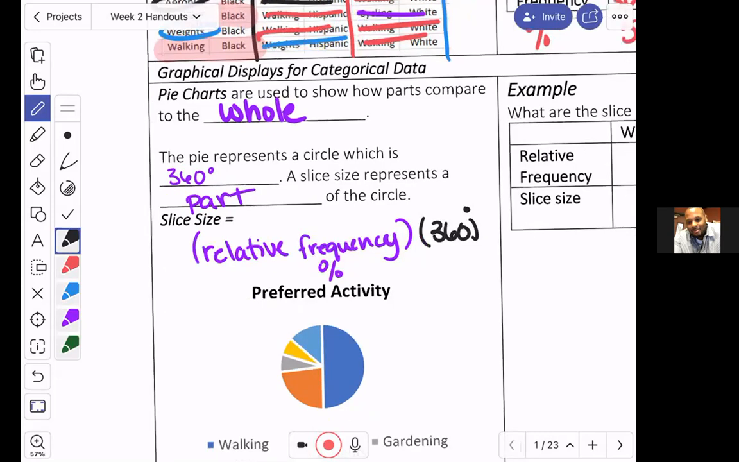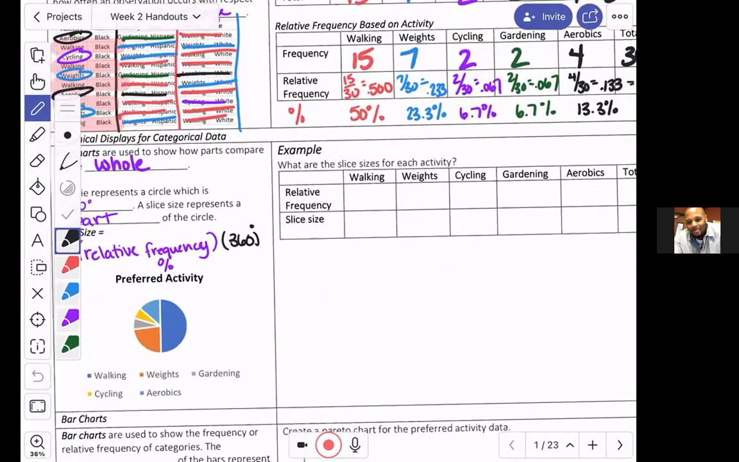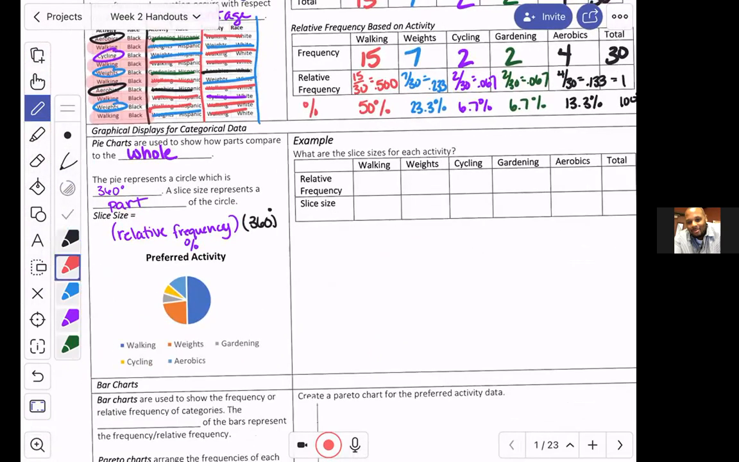That's it. That's all I got to do. So if I know all the relative frequencies for these different categories, the walking category is 0.500, the weight category is 0.233, the cycling category is 0.067, the gardening category is 0.067, and the aerobics category is 0.133. Then if I want to find the walking slice size, I'm going to take 0.500 and multiply it by 360.